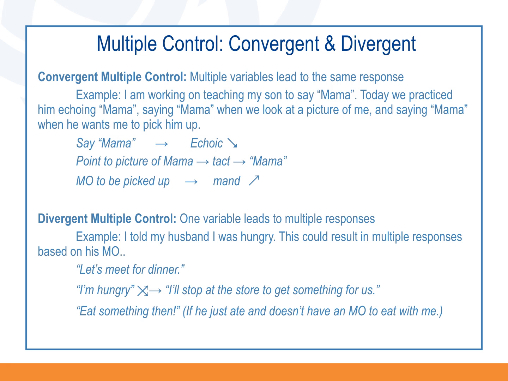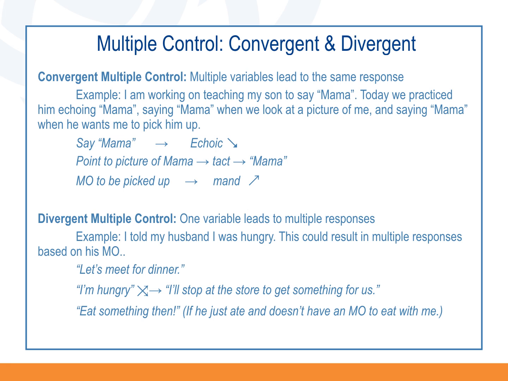So for example, I'm working on teaching my son to say mama. Today we practiced him echoing mama, saying mama when we look at a picture of me, and saying mama when he wants me to pick him up. So you've got your echoic, pointing to a picture, so him labeling mama, and using mama as a mand to be picked up. There are multiple things that lead to him saying that same response of mama.